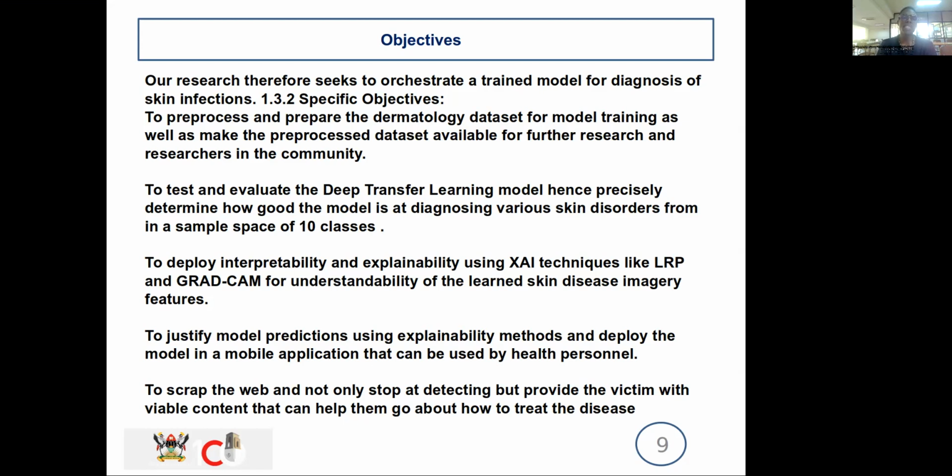To deploy interpretability and explainability using explainable artificial intelligence techniques like layer-wise relevance propagation and GradCam for understandability of the skin disease imagery features. To also justify model prediction using explainability methods and deploy the model in a mobile application that can be used by health personnel. Now, at this point, this objective is curbing the gap between the human expert and machine.